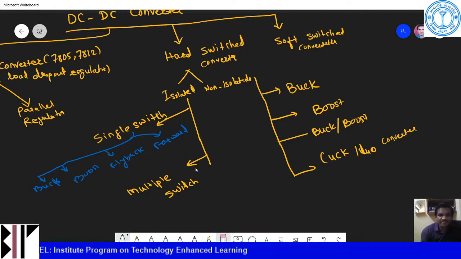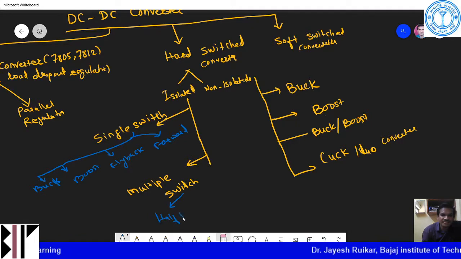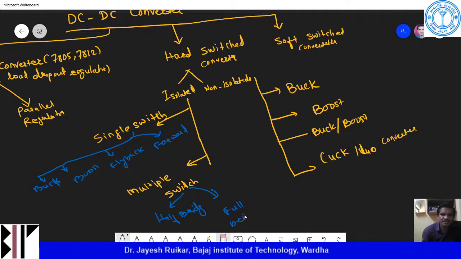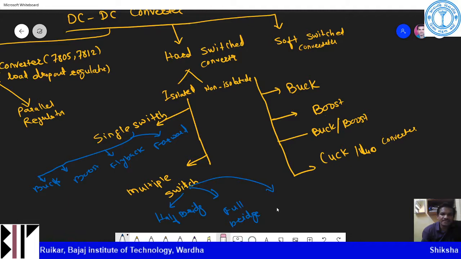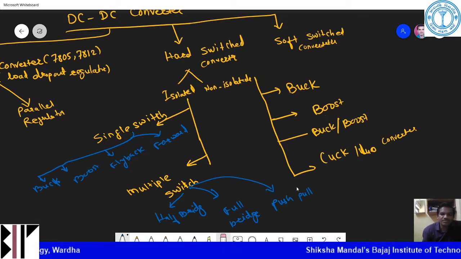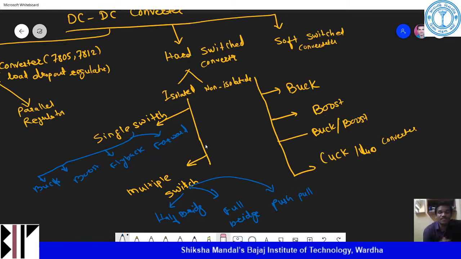Then multiple switches. Multiple switch converters are again classified as half bridge, then full bridge, and the third one is your push pull converter. So again, we have these kinds of topologies.